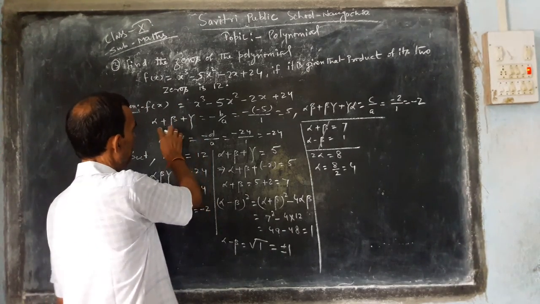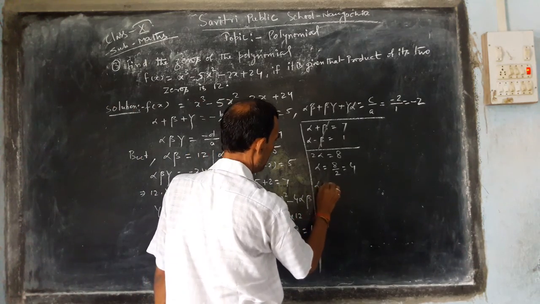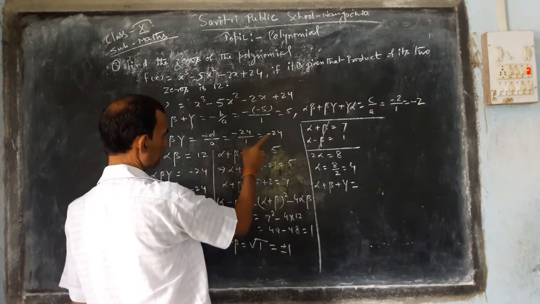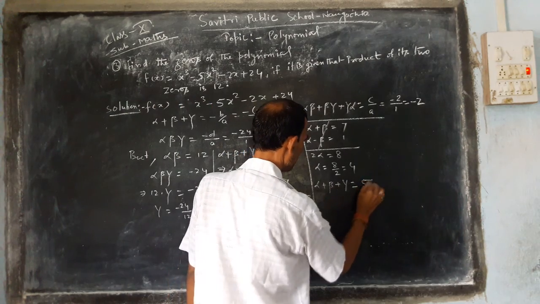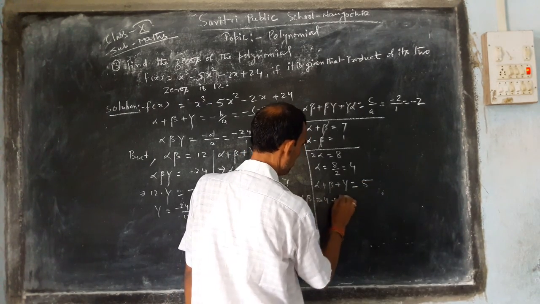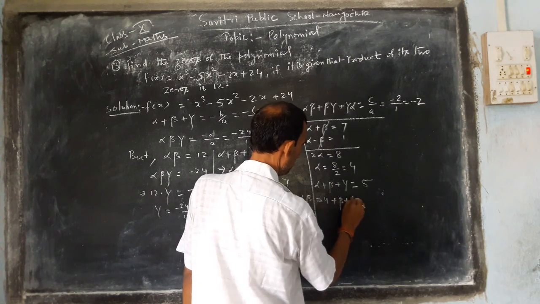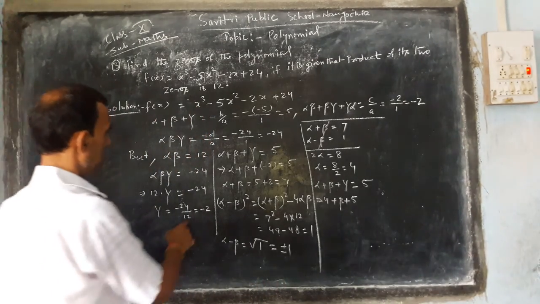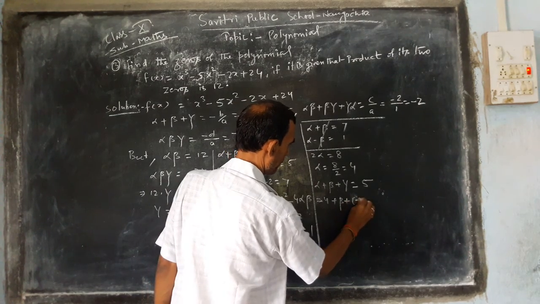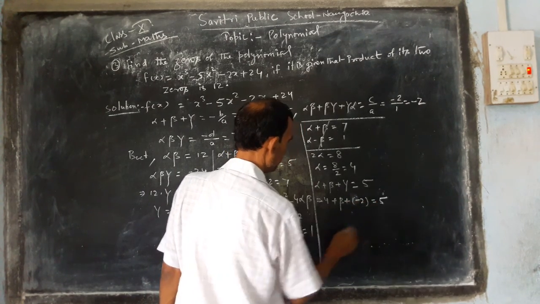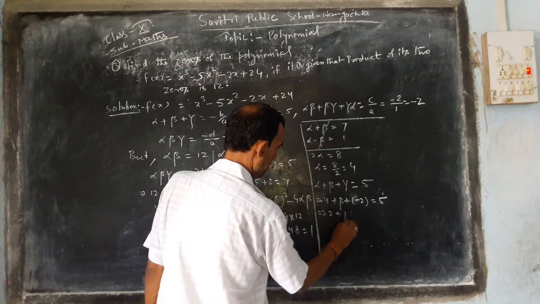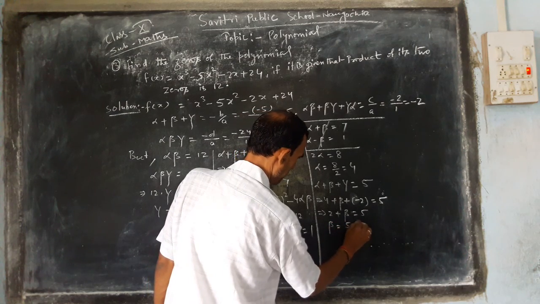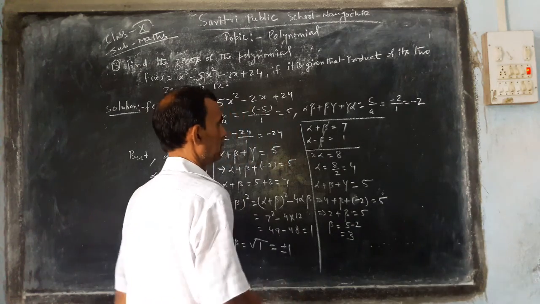So α + β + γ = 5. The value of α is 4, plus β, plus γ which is −2, equal to 5. So 2 + β = 5, then β = 5 − 2 = 3.